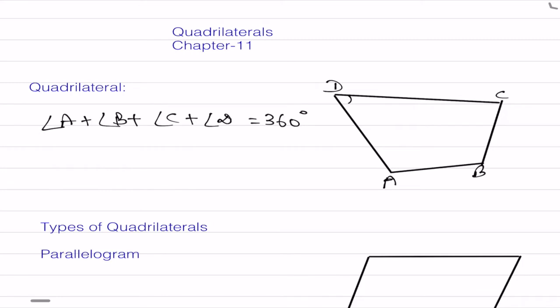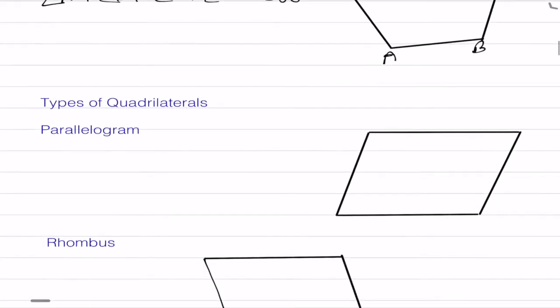Now the next thing is the types of quadrilateral. There are different types of quadrilateral. First is a parallelogram. A quadrilateral in which the opposite sides are parallel is known as a parallelogram. So see, ABCD is a quadrilateral whose opposite sides are parallel as well as equal. That means it's a parallelogram.